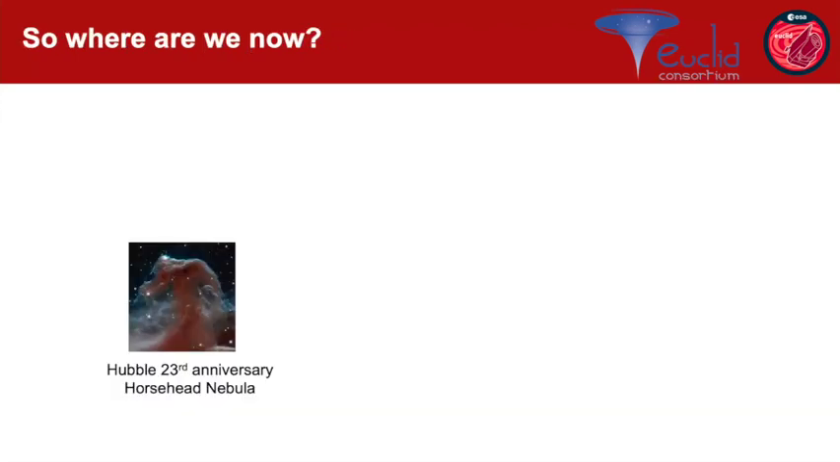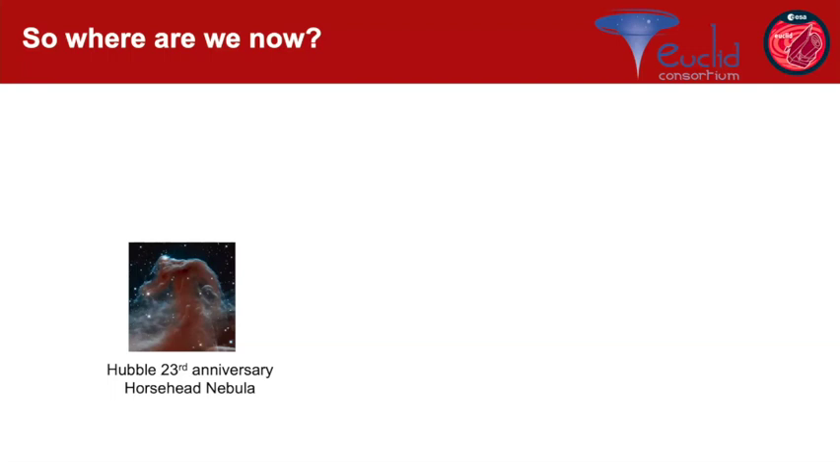So where are we now? Right now, Euclid has released its first real reduced science quality images. These aren't primarily useful for the main science survey, but they are sufficient quality to demonstrate that the telescope performs up to expectations, and to sort of show what it can do.